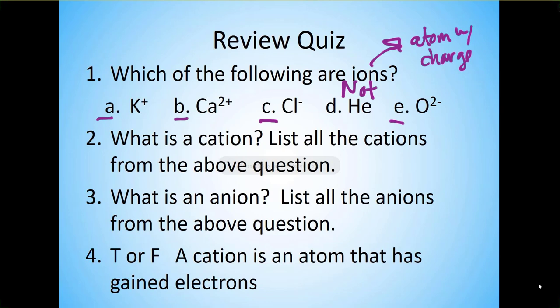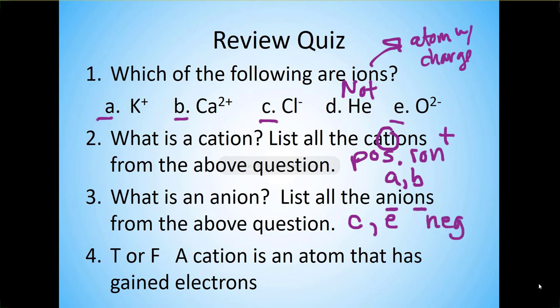A cation is a positive ion. And how I remember this is in the word cation, there's a T, and so it's like a little plus sign. So the ones that are cations are A and B. Those are the positive ions. Number 3, what is an anion? An anion is a negative ion, and there's 2 of those. So C and E. And again, those are negative ions, and I remember that because in the word anion, there's 2 N's. So that stands for negative.